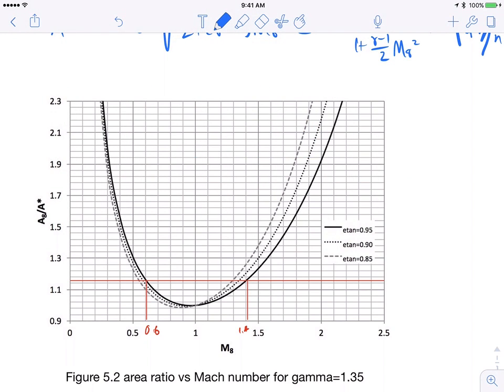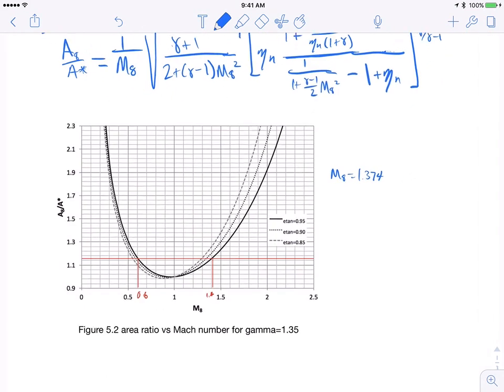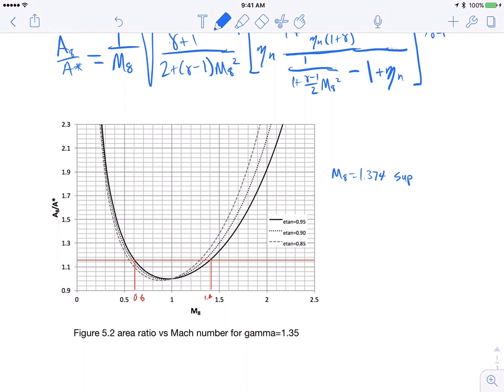If we do a more accurate solution and actually evaluate the numerical solution to our equation above, we would get M8 equal to 1.374 in the supersonic case, or it's going to be equal to 0.649 in the subsonic case.